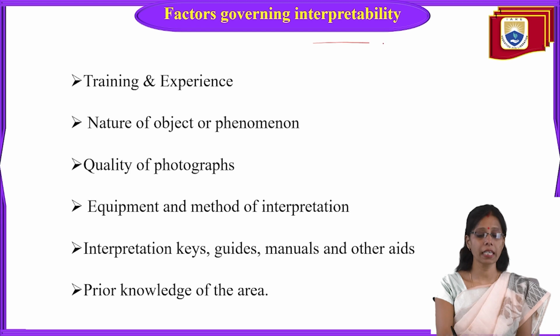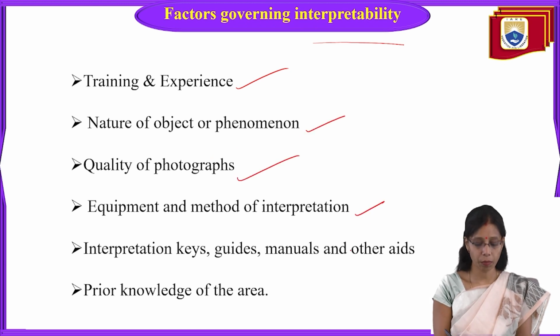Now the factors governing interpretability are training and experience, nature of the object or phenomenon, quality of photographs, equipment and methods of interpretation, key guides, manuals and other aids, and fair knowledge of the area. So what are the factors governing interpretability? They are the ones which help the interpreter to interpret the image.